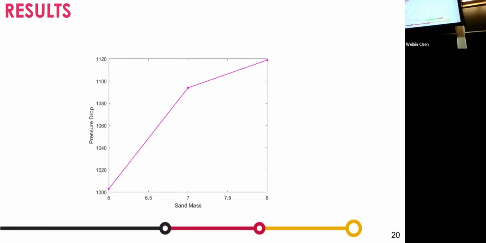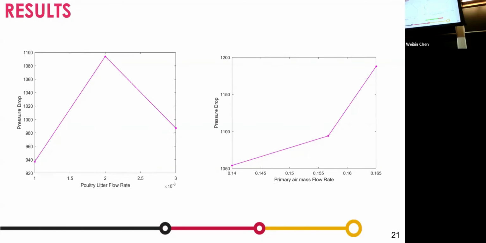This was a result which we found out: when we increase the sand mass of the bed, the pressure drop tends to increase over time, which shows that our bed is moving and being fluidized, and there's effective mixture of the process. We also were able to check that the primary air mass flow rate, as we said, because the air flow rate is the one blowing it from down, making it fluidized, also increases.